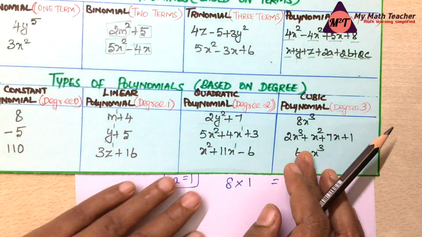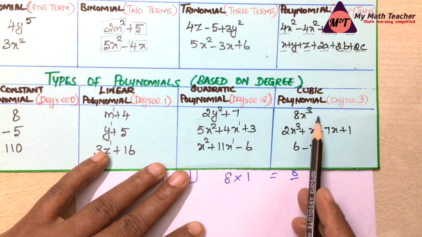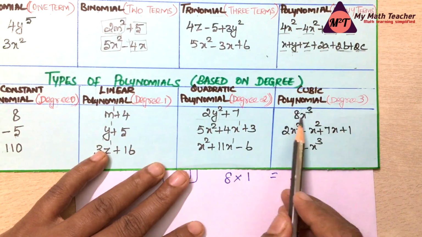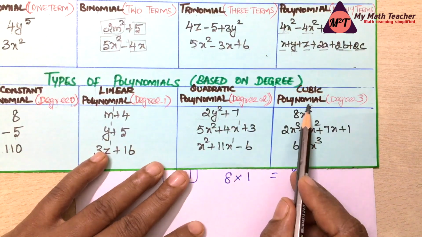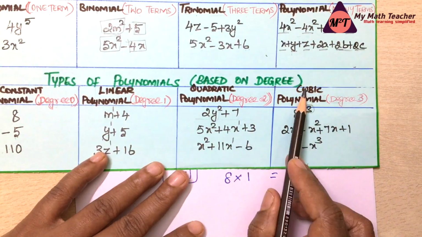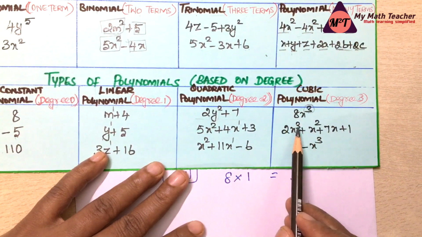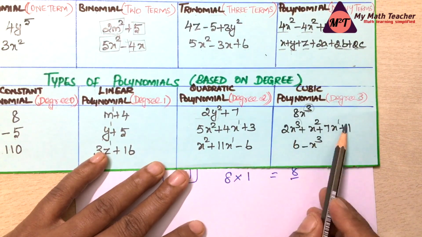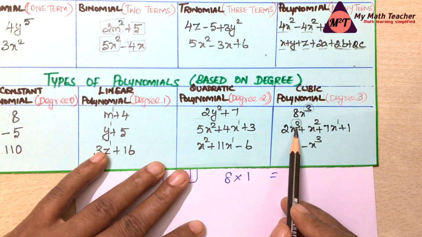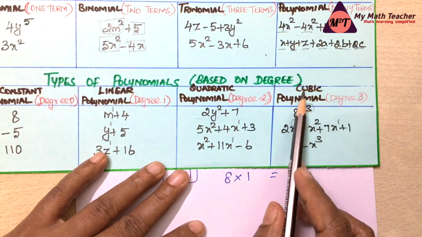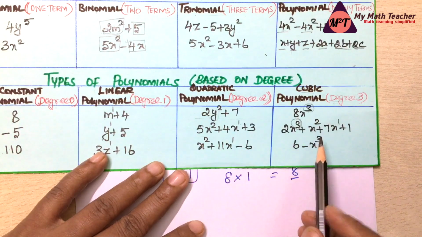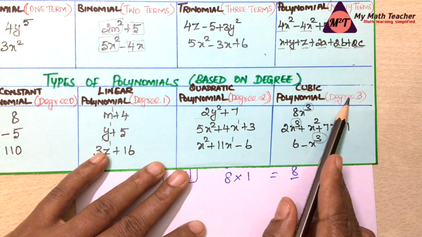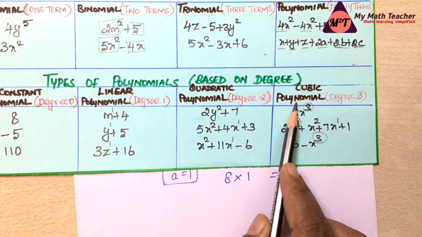The last one is cubic polynomial, which is when the degree is 3. Example, 8x cube, the degree is 3 here. Then it is a cubic polynomial. Here x cube, x square, and x power 1. When you compare, this is the highest one. So 3 is the degree, and it is called a cubic polynomial. The last one, 6 minus x cube, again 3 is the degree, so it is called a cubic polynomial.